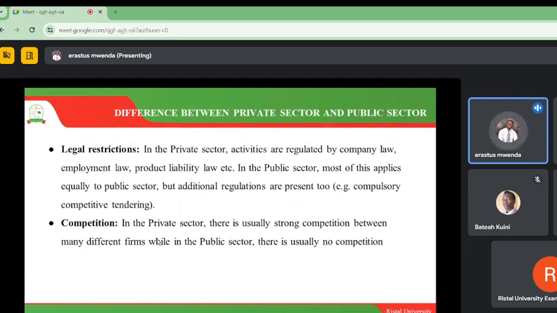And then you're also saying in the public sector, most of these apply equally, but additional regulations are present. So, for example, part of the regulations in the public sector now are compulsory competitive tendering. I think I had mentioned that word under the principles. So, within the public sector, we want very many people to apply to supply either goods or services.